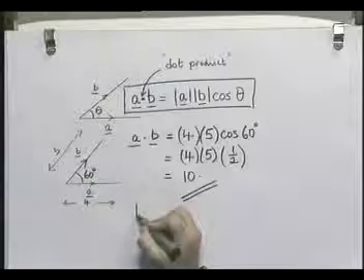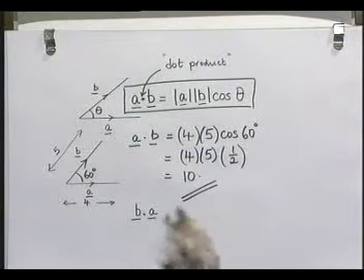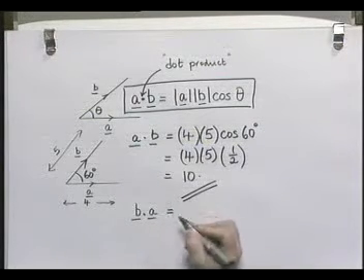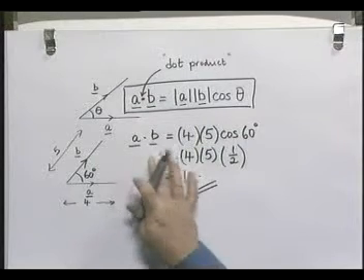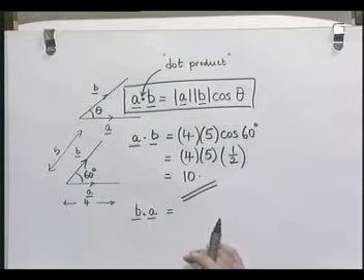Let me illustrate some other features of this scalar product by doing the calculation the opposite way round. Supposing I'd try to calculate B dotted with A instead. Let's work that through and see what happens. So I've done the operation in a different order. Instead of A dot B, I've now got B dot A.